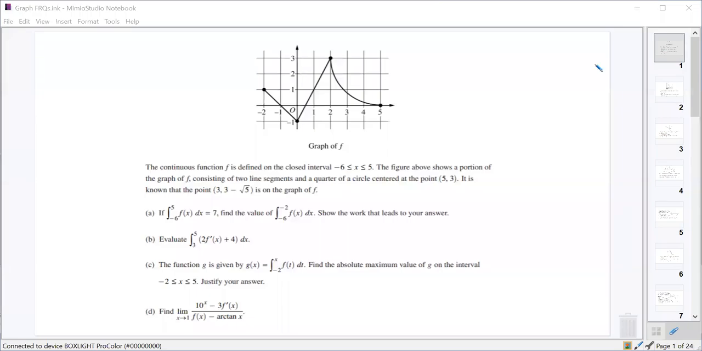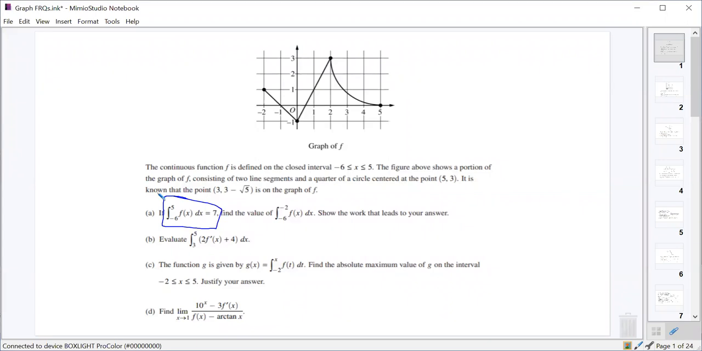All right, here we have a graph with 2 lines and a quarter circle. It also tells us that the point (3, 3 minus root 5) is on the graph. First thing it wants us to do is find the value of the integral from -6 to -2, given the integral from -6 to 5 is 7.